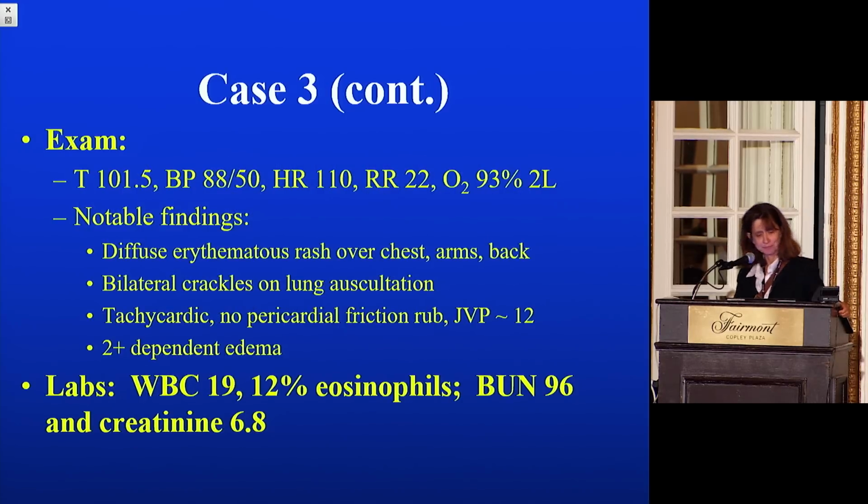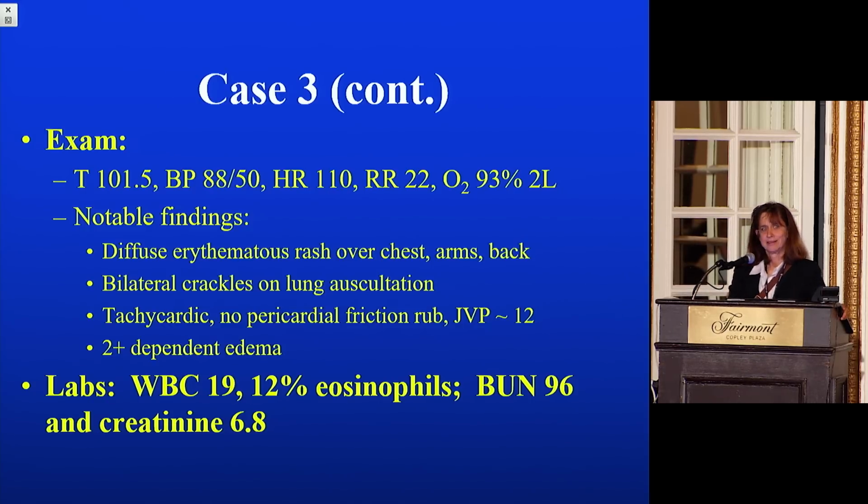Exam, he's febrile, he's hypotensive, he's tachycardic, normal respiratory rate with some hypoxemia on 2 liters. And he has a diffuse erythematous rash over his chest, arms, and back. He has bilateral crackles on auscultation. Again, he's tachycardic, but no pericardial friction rub, and JVP is about 12. He's overloaded, 2+ edema. Labs show a white count of 19, 12% eosinophils, a BUN of 96, and a creatinine of 6.8.